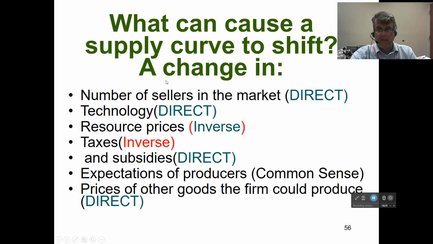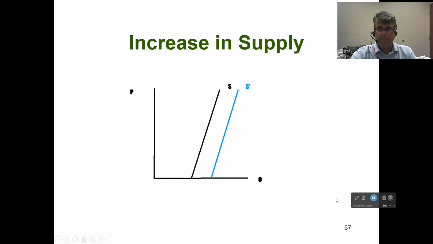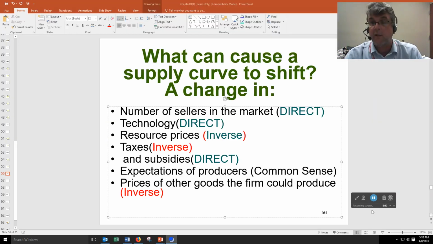Okay. Prices of goods, other goods the firm can produce. There is a direct, is that right? No, there's an inverse. This is inverse. I'll have to change that. Voila, it's changed. There's an inverse relationship between the prices of other goods the firm can produce and supply.